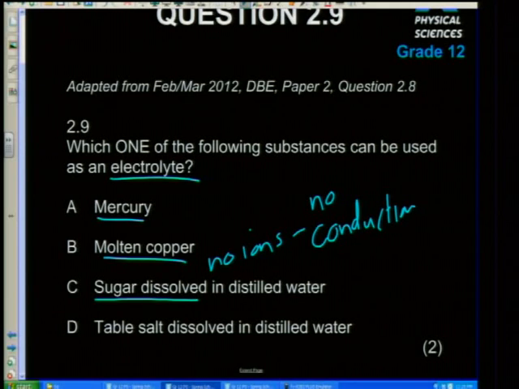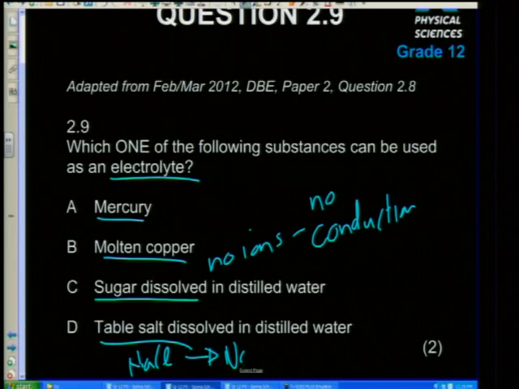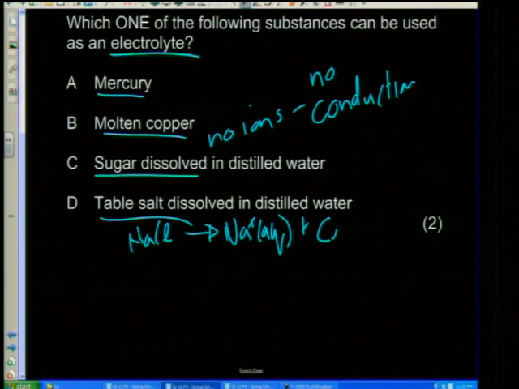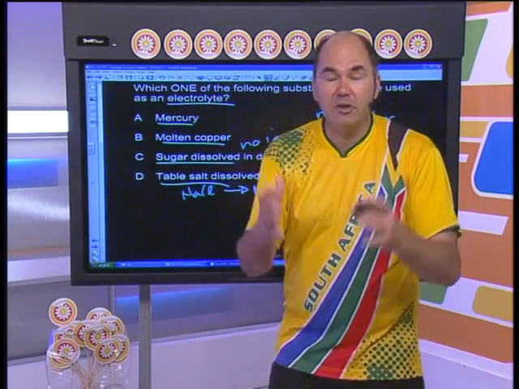So the only one that will conduct and be useful for us is table salt, which is sodium chloride, dissolved in water to give us sodium ions in aqueous solution plus chloride ions in aqueous solution. And there we go. So table salt is our electrolyte.